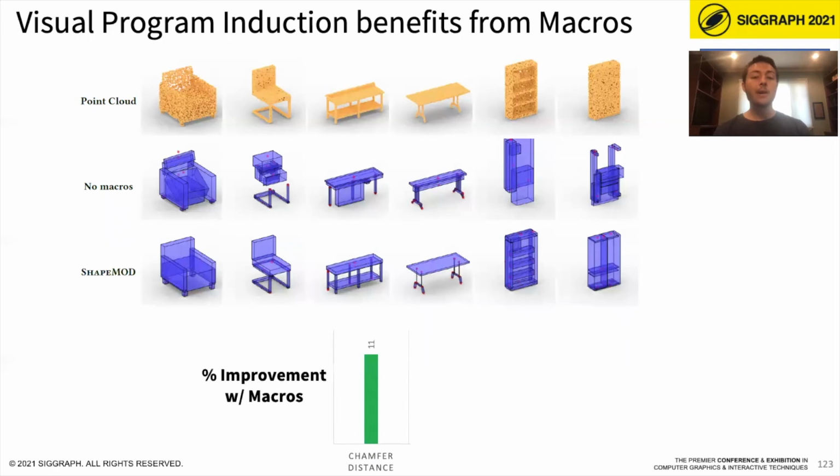Across all categories, we find that learning on programs that use macros increases both geometric reconstruction accuracy and physical plausibility of the inferred shape structures. Visual results confirm the quantitative trends.